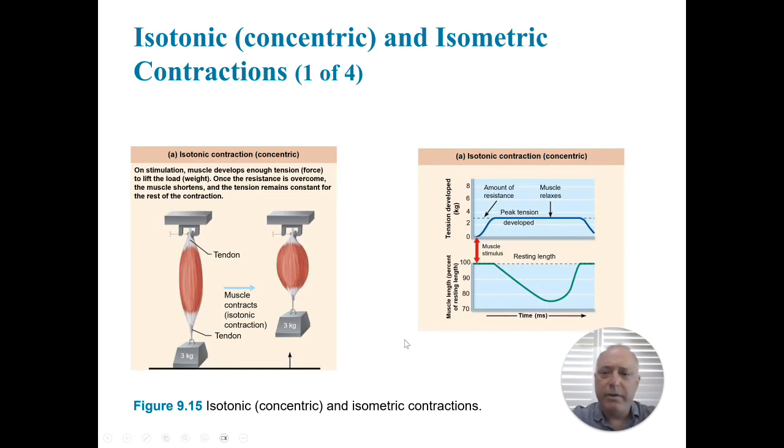Okay, so in dealing with contraction, we're going to get to levers, we're going to get to motor units. So the first type of contraction is called isotonic or concentric. This is when the entire muscle is going to contract, and the load is lifted. Once the muscle has completed its contraction, it then relaxes back to its initial state. So isotonic, iso means no change, tonic contraction, is when the entire muscle is contracted.